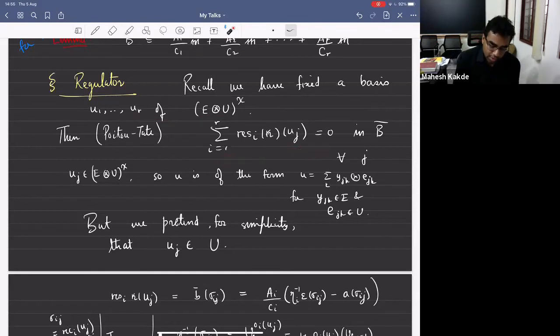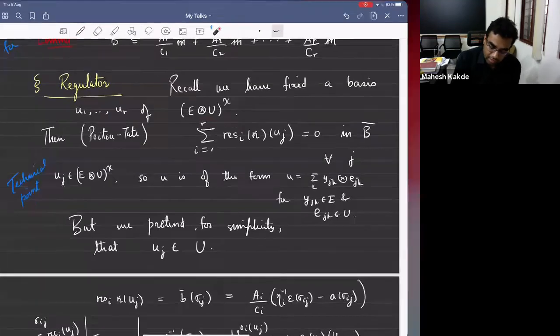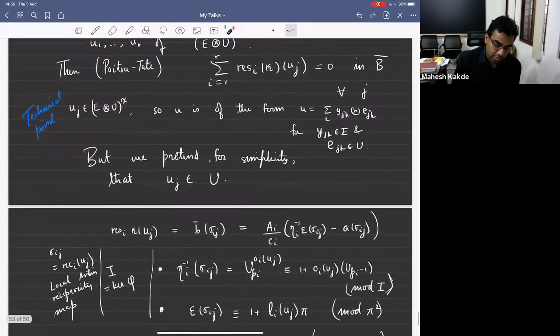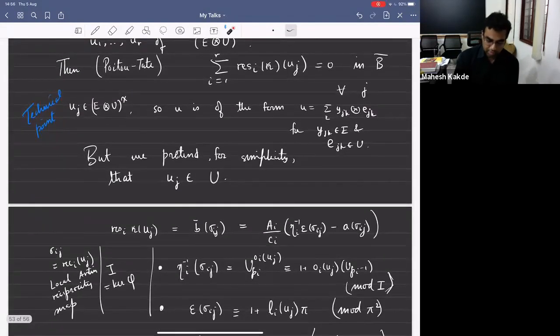Now U, well, here's some technical point. This U is an E tensored U. So I should ideally write it as some kind of tensor thing. But I'll just pretend for simplicity of writing it down that all these U's are in capital U, because otherwise it is notationally much more complicated. But that's how this complicated thing is done in the paper, so you can look at that.